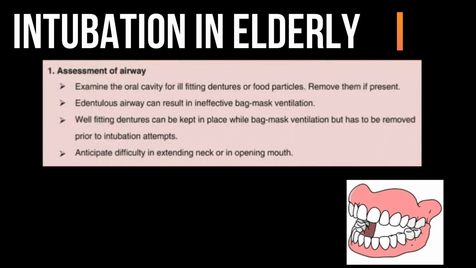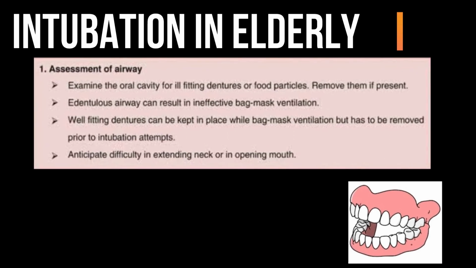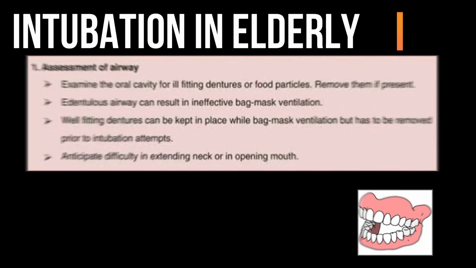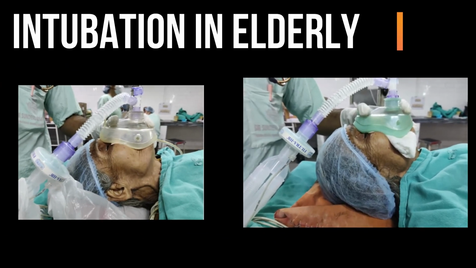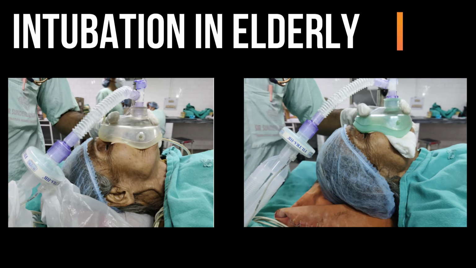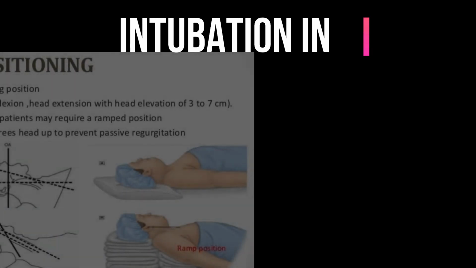In examination, look for ill-fitting denture, remove it if present. Well-fitting denture can be kept during the bag and mask ventilation but should be removed prior to intubation. Difficulty may be encountered during positioning due to stiff joints and limited mouth opening. Note, edentulous airway poses problems in bag and mask ventilation, so a gauze can be used to make a good seal. Few important points during intubation in obese.